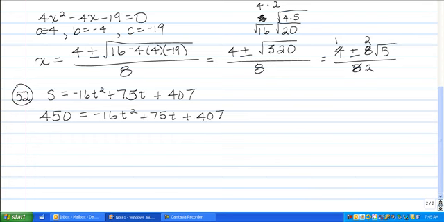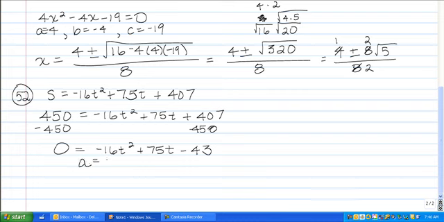So we're solving for t. The first thing I want to do is subtract the 450 from both sides. And so I get 0. So we're doing the same thing we did with the other problems. And let's see, it's going to be negative 43, I believe. Now at this point, we have a couple of options. It looks like it might be kind of messy to factor.